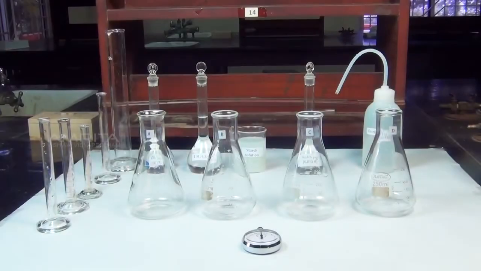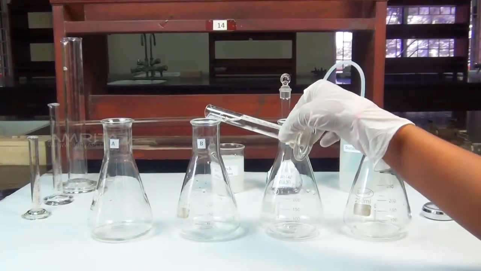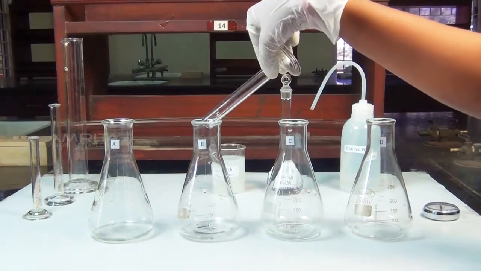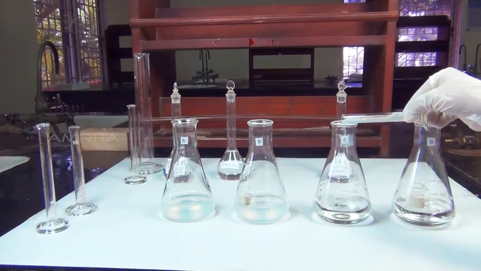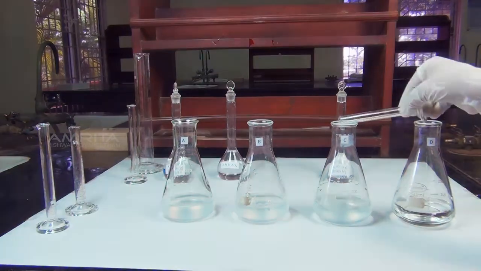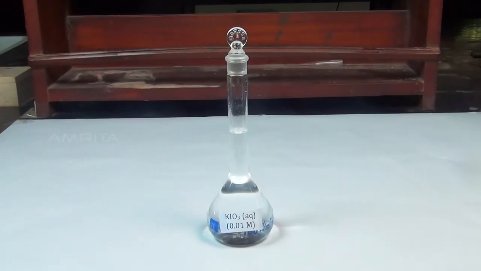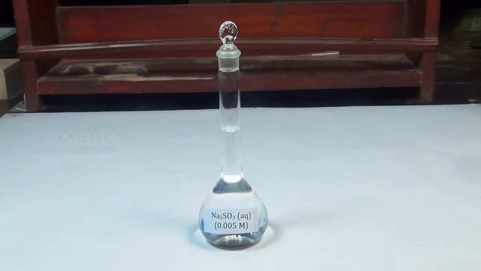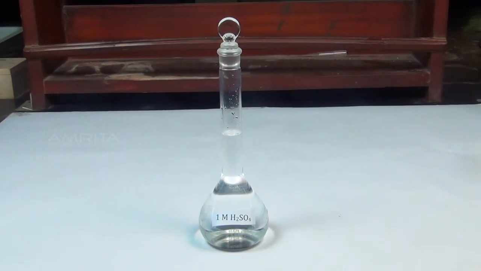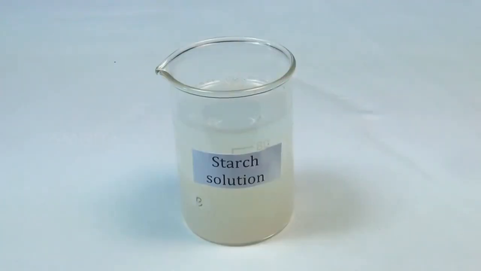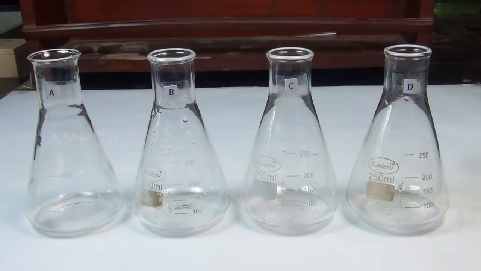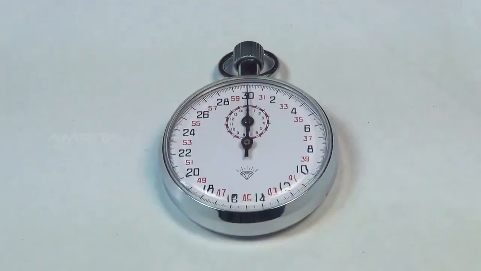Our aim here is to study the reaction rate of the reaction between potassium iodate and sodium sulfite using starch solution as indicator. Materials required: 0.01 molar potassium iodate solution, 0.005 molar sodium sulfite solution, 1 molar sulfuric acid, freshly prepared starch solution, 4 250 milliliter conical flasks, measuring cylinders and stopwatch.